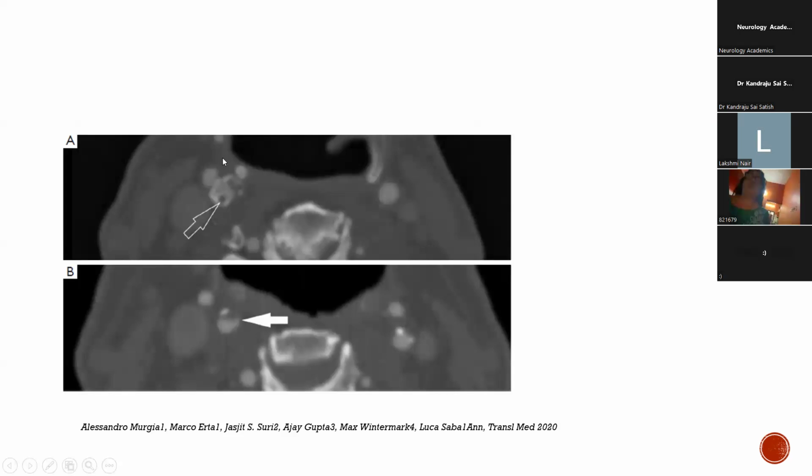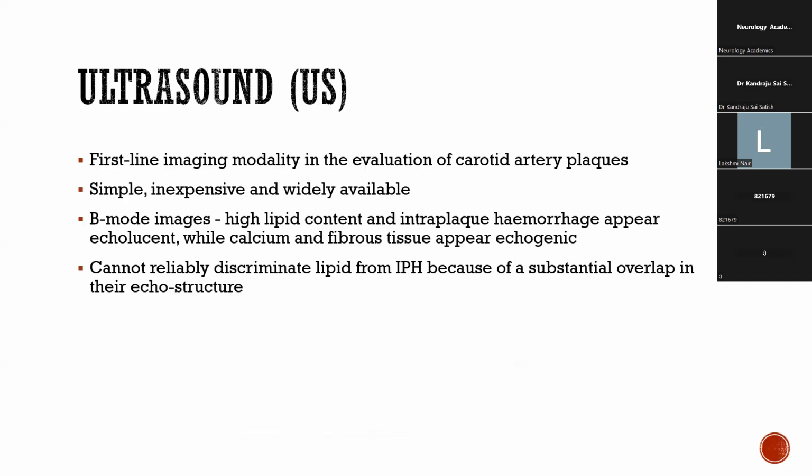And here in figure A, it represents a thrombus, and in B, we can see the plaque surface is not uniform. That indicates an ulceration. So now coming to ultrasound, it is a first-line imaging modality in the evaluation of carotid artery plaques, and it's a simple, inexpensive, widely available modality. In B mode, high lipid content and intraplaque hemorrhage appear echolucent, while calcium and fibrous tissue appear echogenic. So it cannot reliably discriminate lipid from intraplaque hemorrhage because of a substantial overlap in their echostructure.